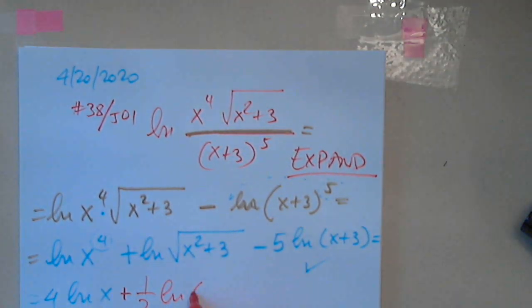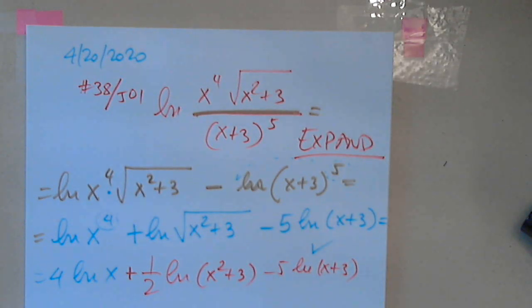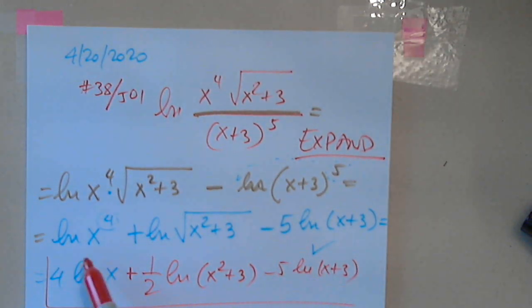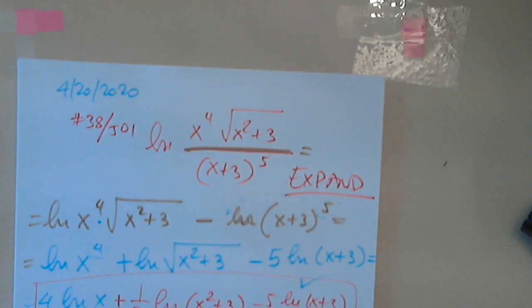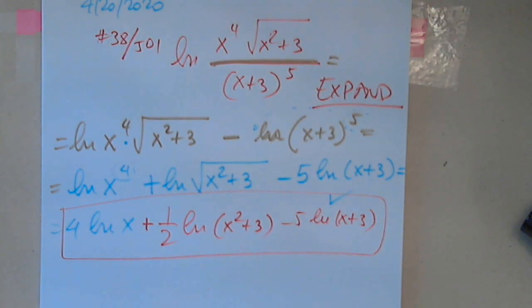So it's 1/2 natural log of x squared plus 3 minus 5 natural log of x plus 3. Are we okay with expanding? There are no more rules that we can use here. There is nothing else. This is it. This is the final form. And as you saw, we started with a natural log of a complicated situation, and we got something like this. Much easier to work with.